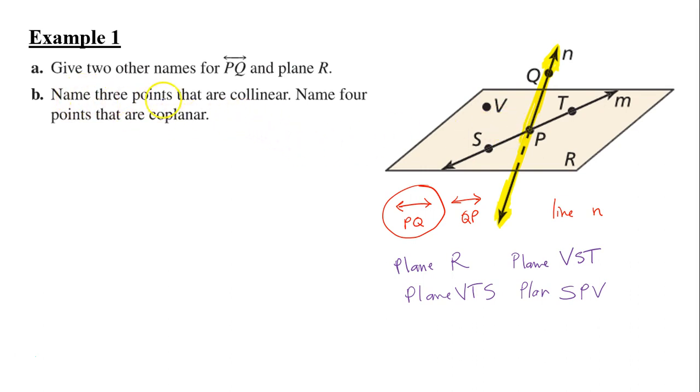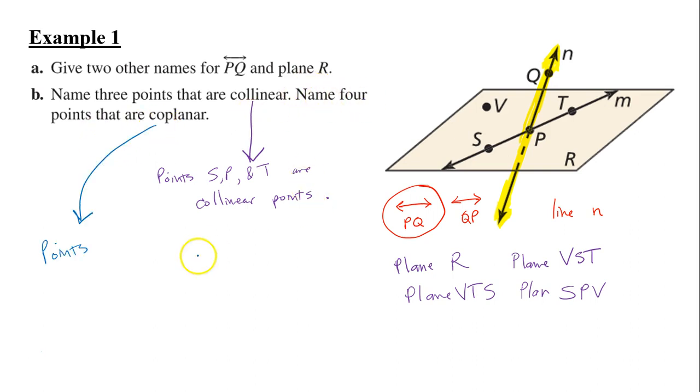Alright, so we need to name 3 points that are collinear. Okay, so the collinear points we can see that are on the same line here, S, P, and T. Points S, P, and T are collinear points. Name 4 points that are coplanar. V, S, P, and T are all on plane R, so they are coplanar points. And now it's time for you to practice.